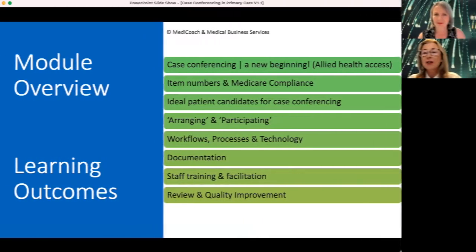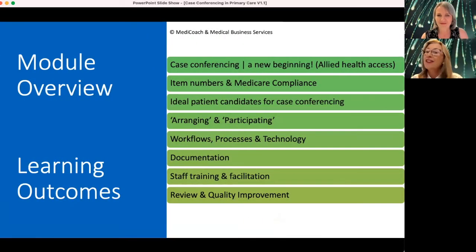Well, we're going to start off with what's new, right? So the allied health components is what's new. We're going to look at the item numbers, compliance, who are your potential candidates, what does it mean to arrange and participate. We look at the workflows, the processes and the technology. That's a big chunk of the work.